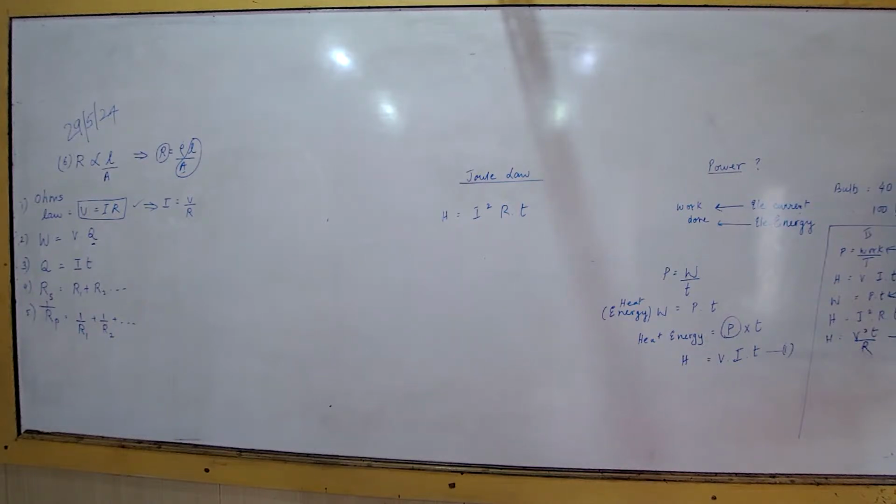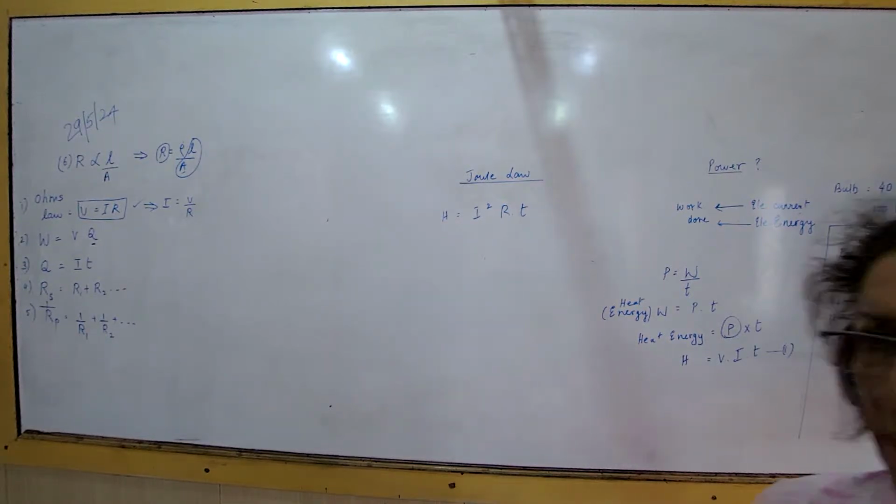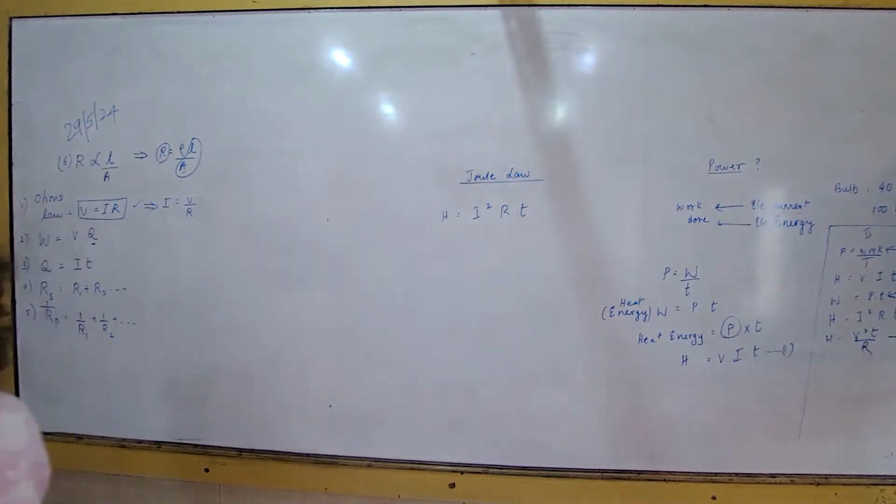Statement of Joule's law. Write it down properly. I know it is there in the textbook, but when you are writing it down, pay attention to the words and write it properly. And all those points, point number 1, 2, 3, write it one below the other. Don't write it in a paragraph.